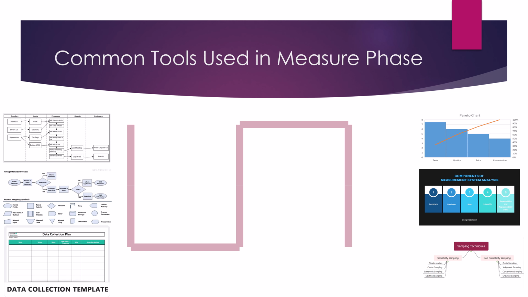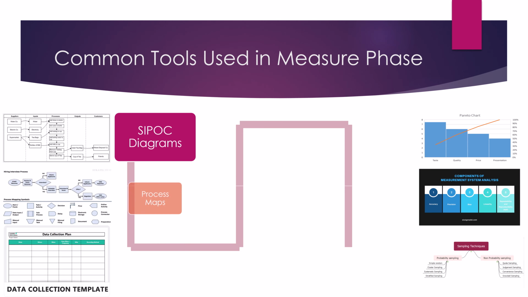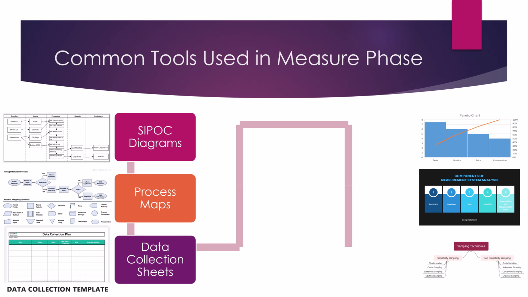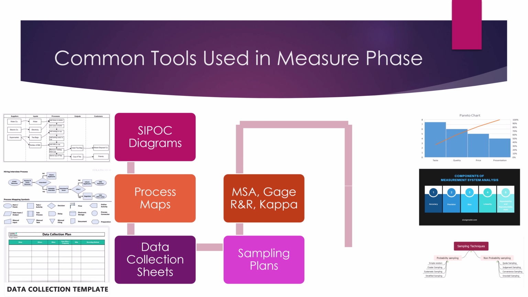In the measure phase, the tools you use make all the difference. Start with SIPOC and process maps. They help you define your process boundaries clearly and understand where data should be collected. Then, use data collection sheets and sampling plans to ensure your data is reliable and representative. Next, apply measurement system analysis tools like Gage R&R for numerical data and Kappa analysis for qualitative assessments. Both confirm that your measurements are consistent.